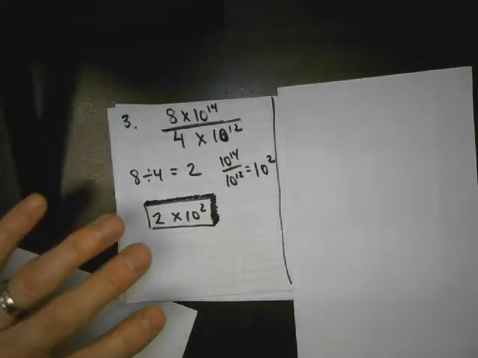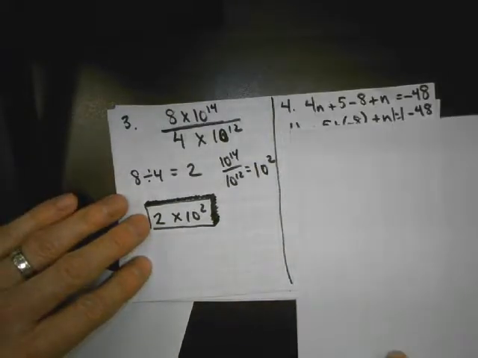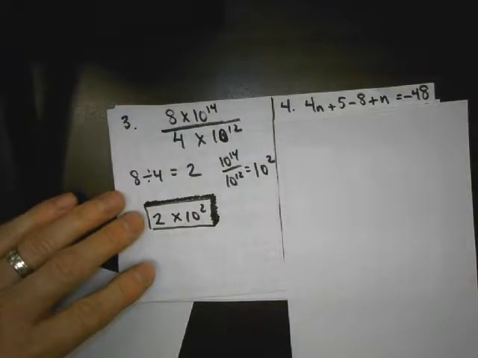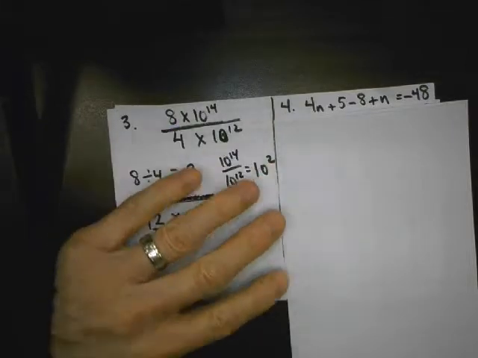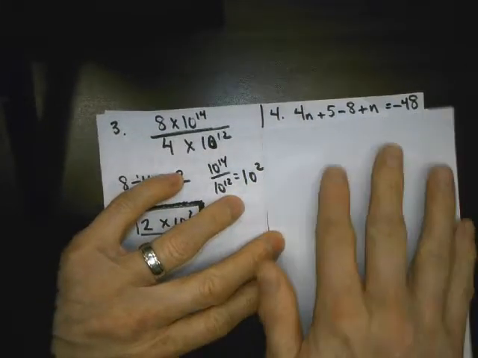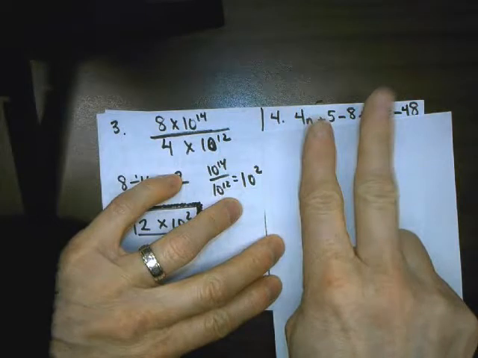Number 4 says, find the value for the x that makes this true. In other words, we're going to solve this. So for number 4, find the value for n. I was looking at number 5 there. So we're going to solve this. We always distribute and combine like terms first. In other words, we simplify first.